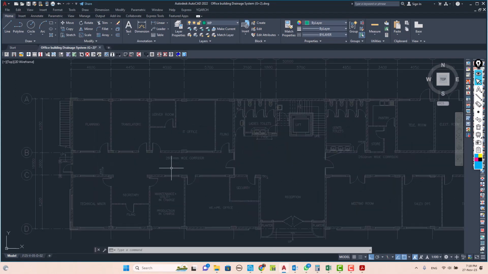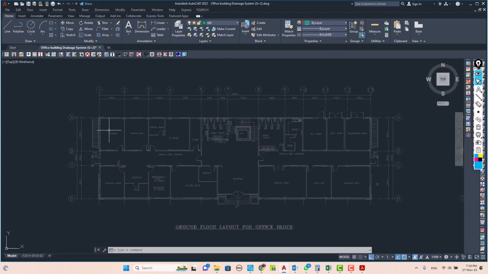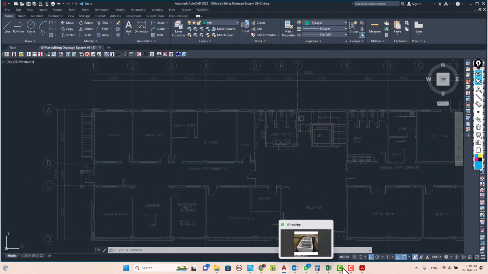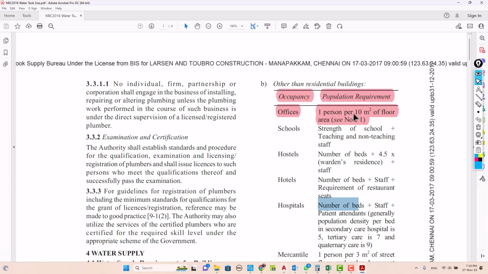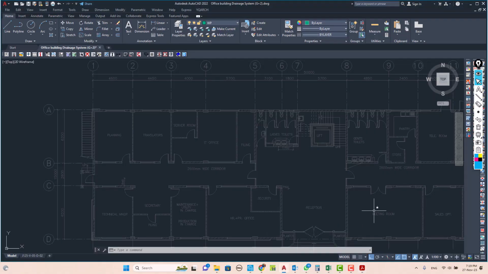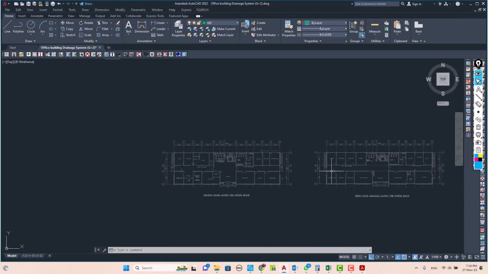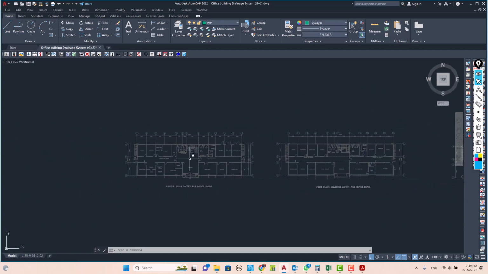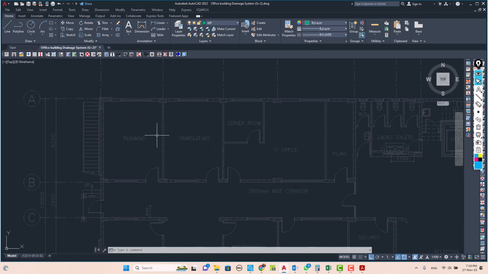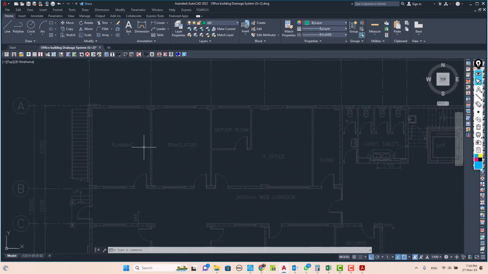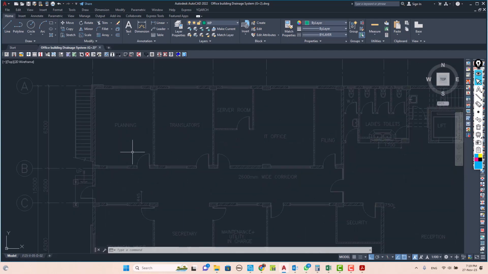So for the office we have to count 10 square meters as 1 person. So we have to calculate all this area one by one, and after that we will divide by 10 to calculate the population, which is our first criterion. Okay, so how will we calculate the area?